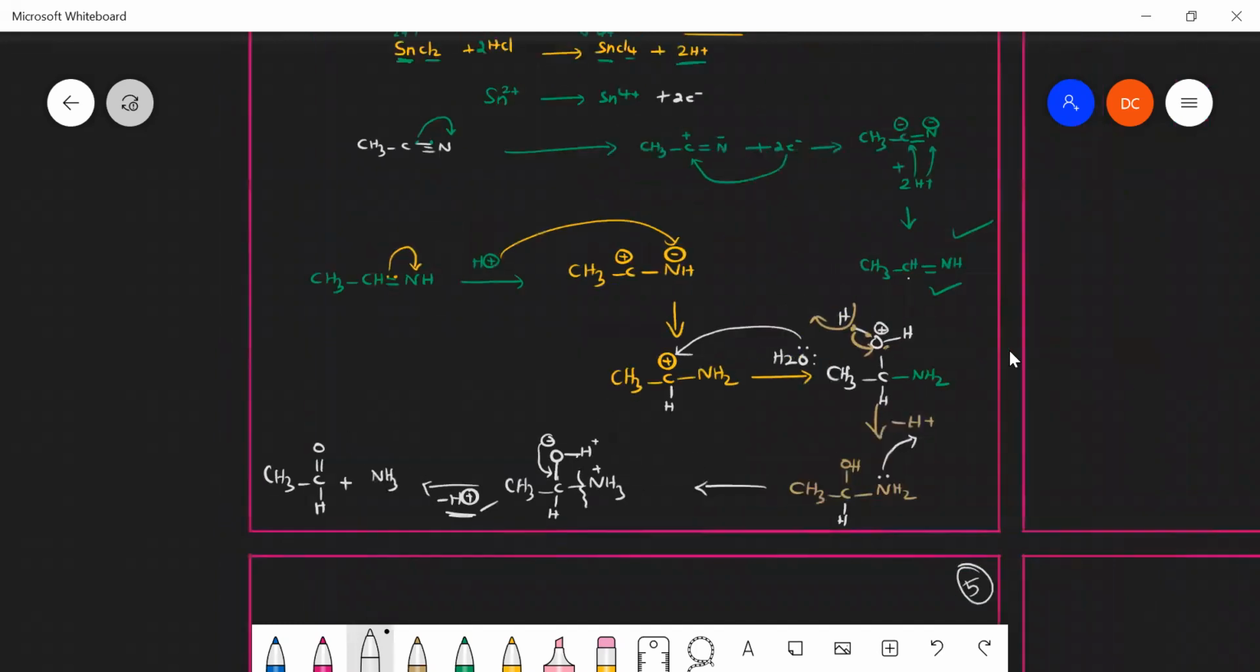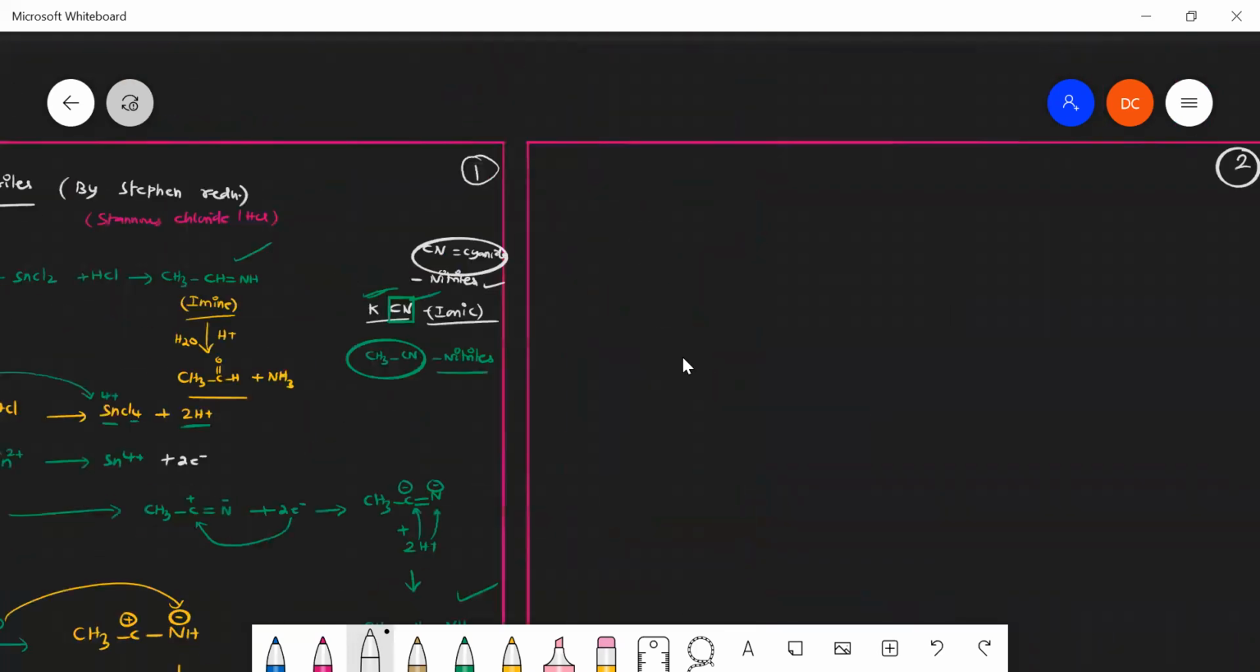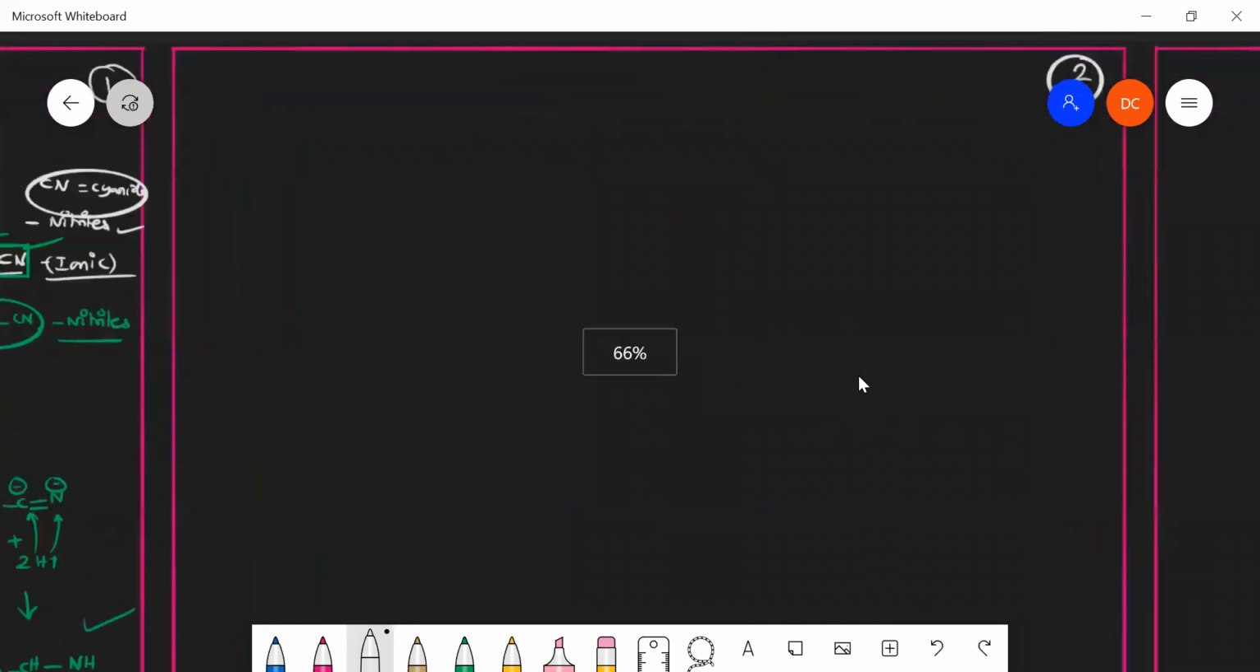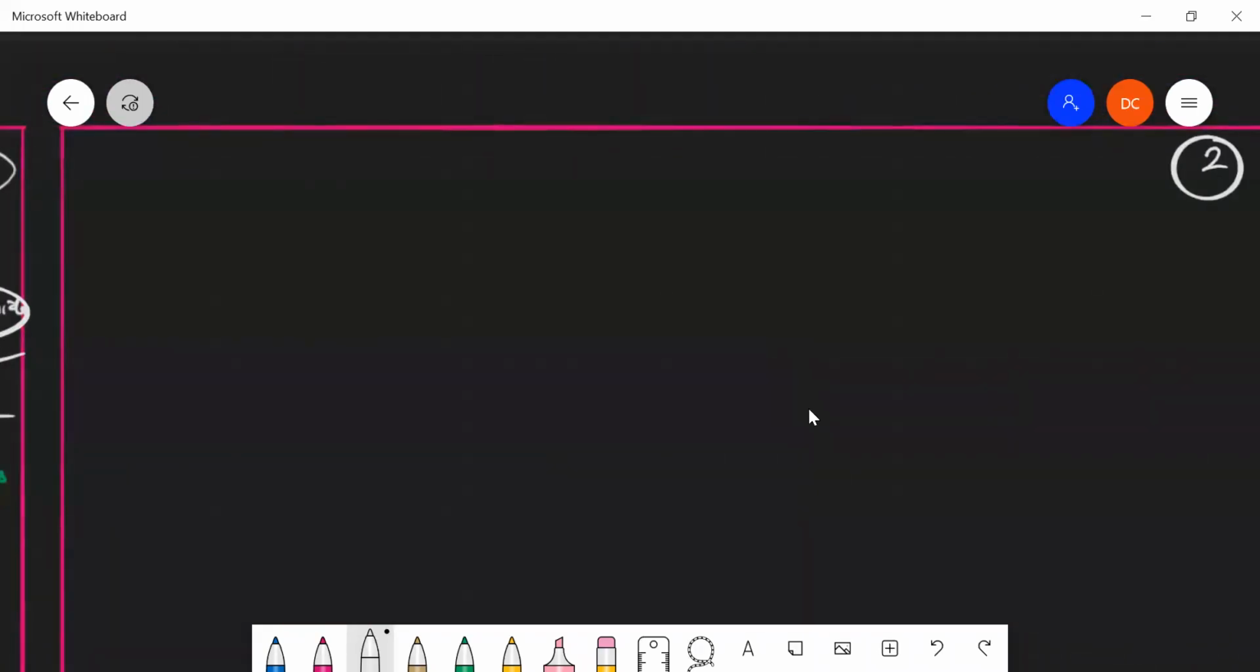Stephen reduction. A very, very important reaction. You should know the reaction mechanism also, because questions may come from this area. This time we can expect them, especially because they are going to give you MCQs. MCQ questions will be like this only, so in that mechanism also they may ask questions.